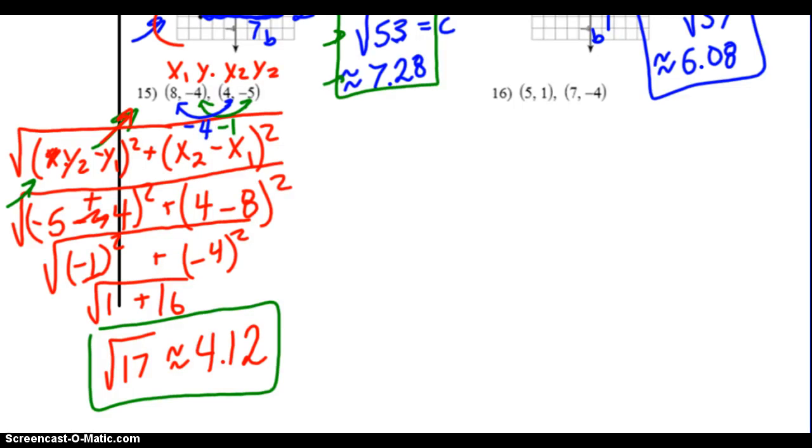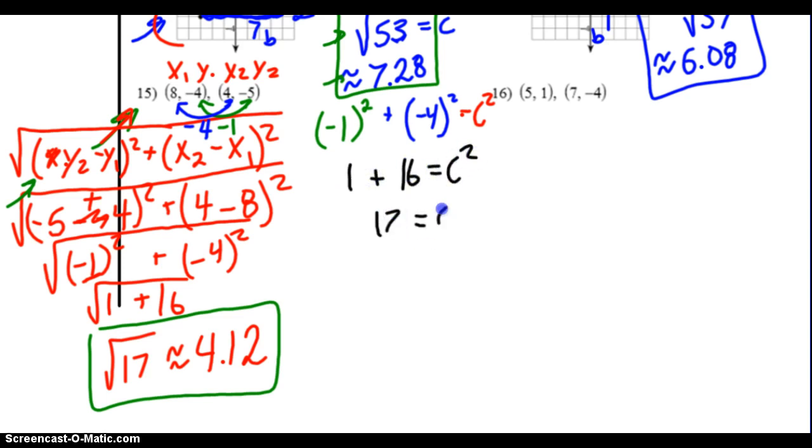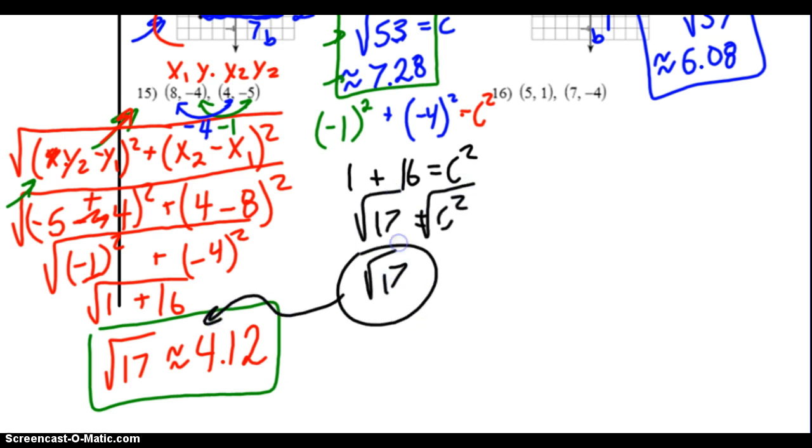So then I just have negative 1 squared plus negative 4 squared equals c squared. And then just work the Pythagorean Theorem. This is 1. That will be 16. Add them together, you get 17. Then take a square root, and you get the square root of 17, just like we did over here.